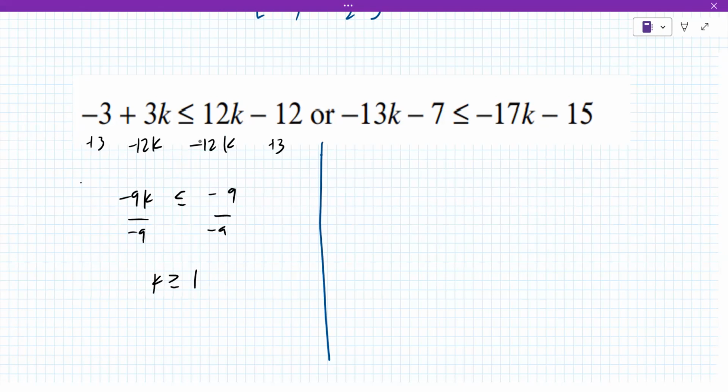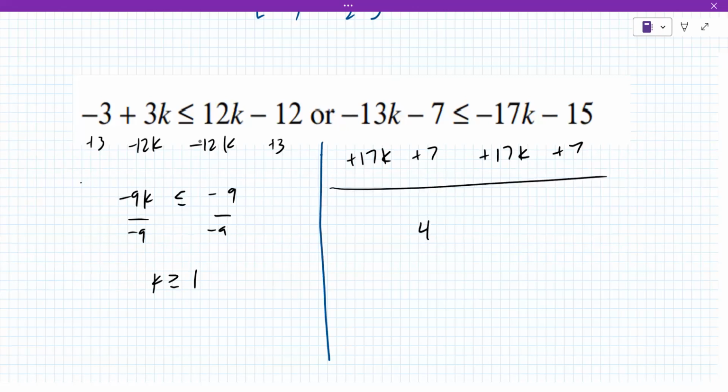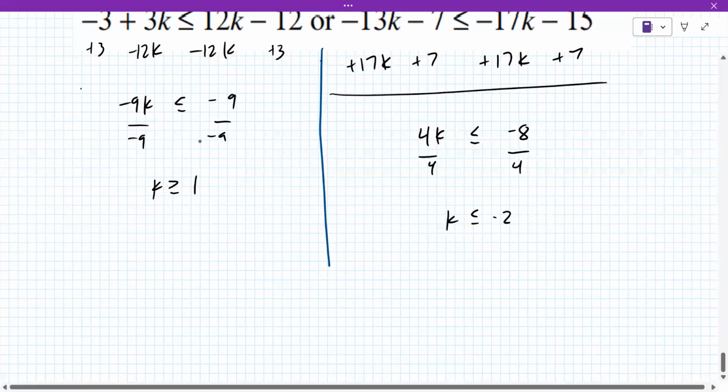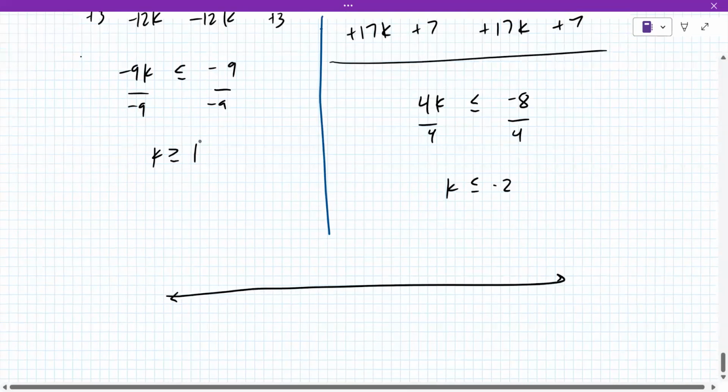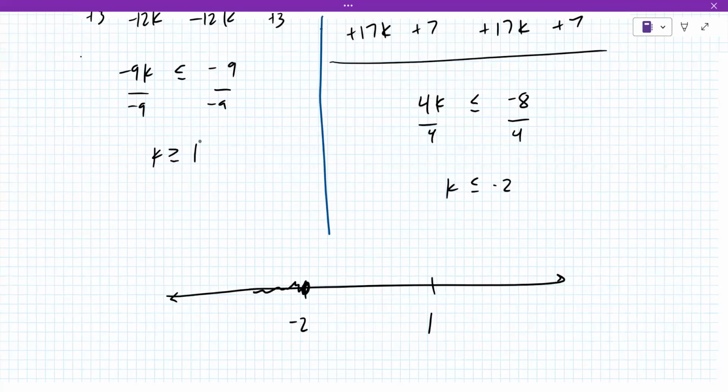Okay. The one on the right here, just because we're running out of time, add 17K to both sides, add 7 to both sides. 4K less than or equal to -8, divide by 4. K is less than or equal to -2. Now, because it's an or, it can be either true. So here's -2, here's +1, all the numbers to the left of -2, all the numbers to the right of +1. All right, and you typically get something that complicated on the placement test.